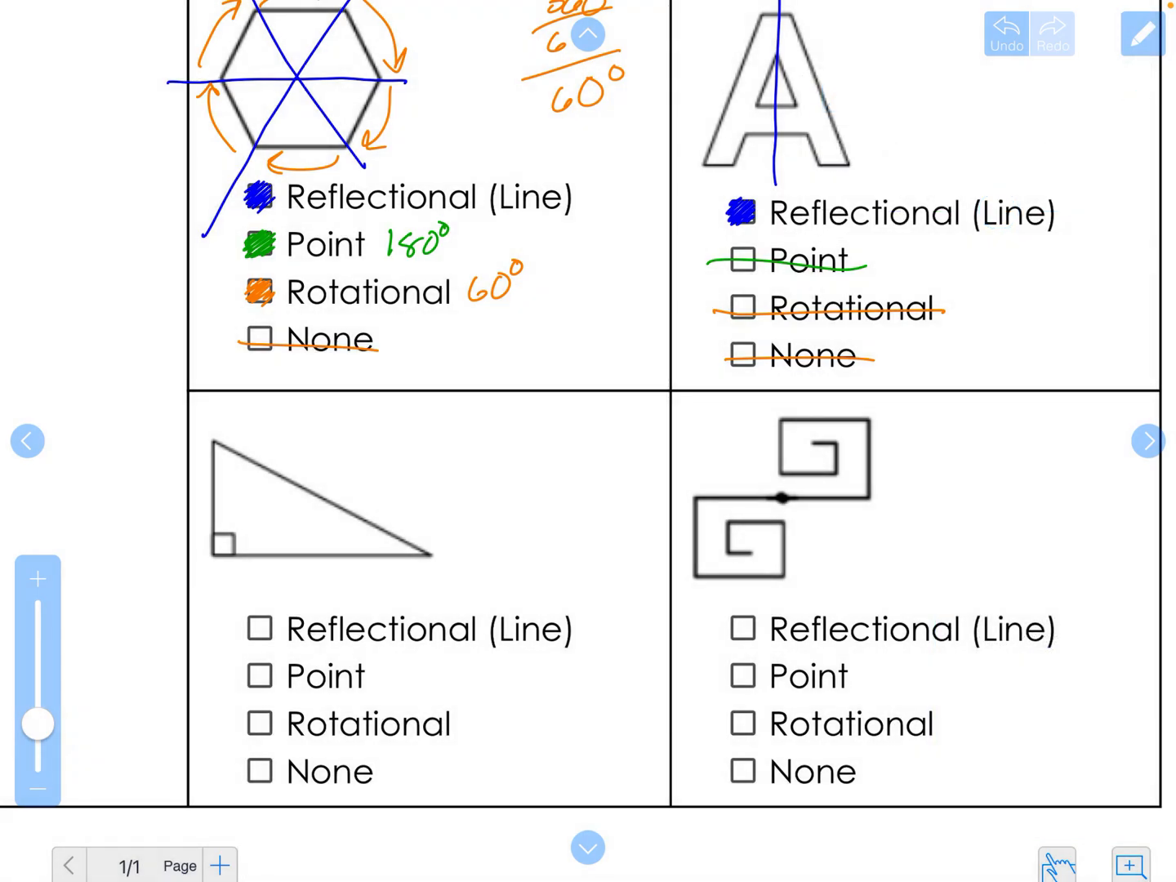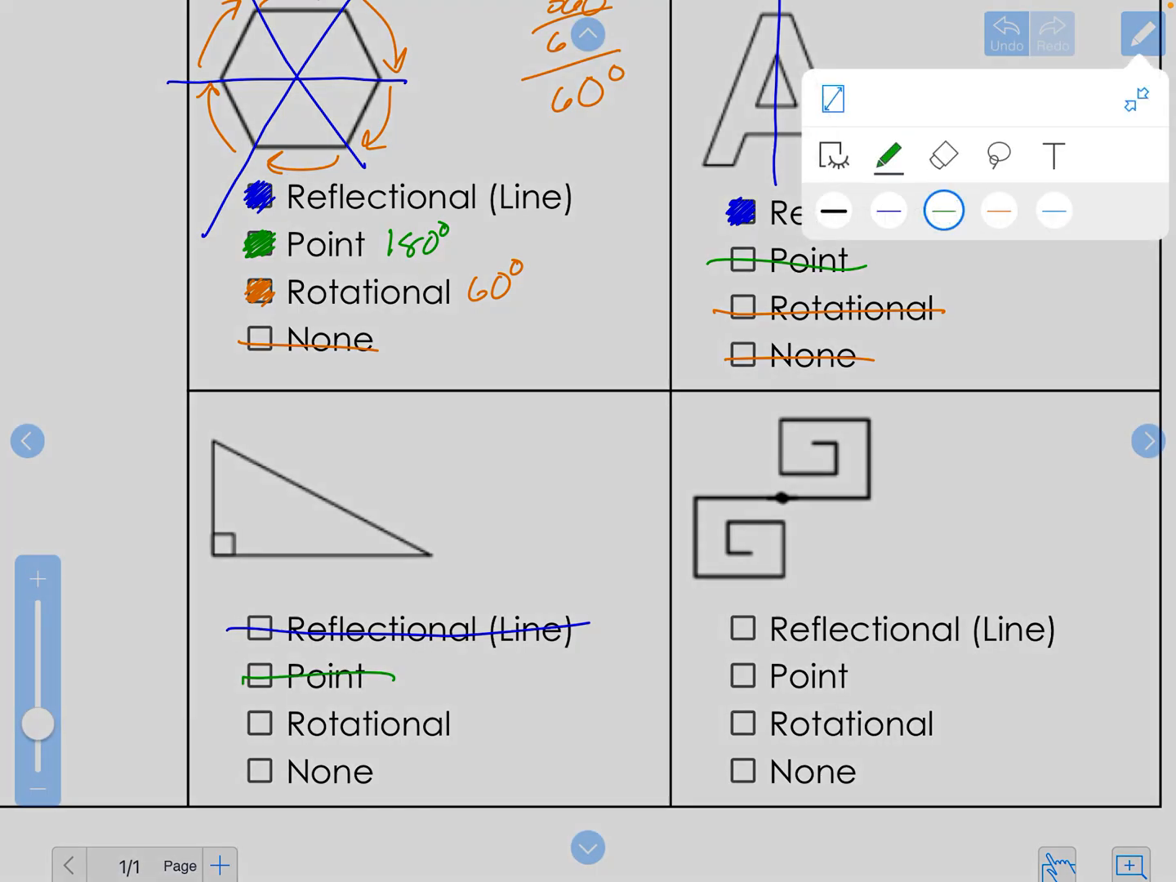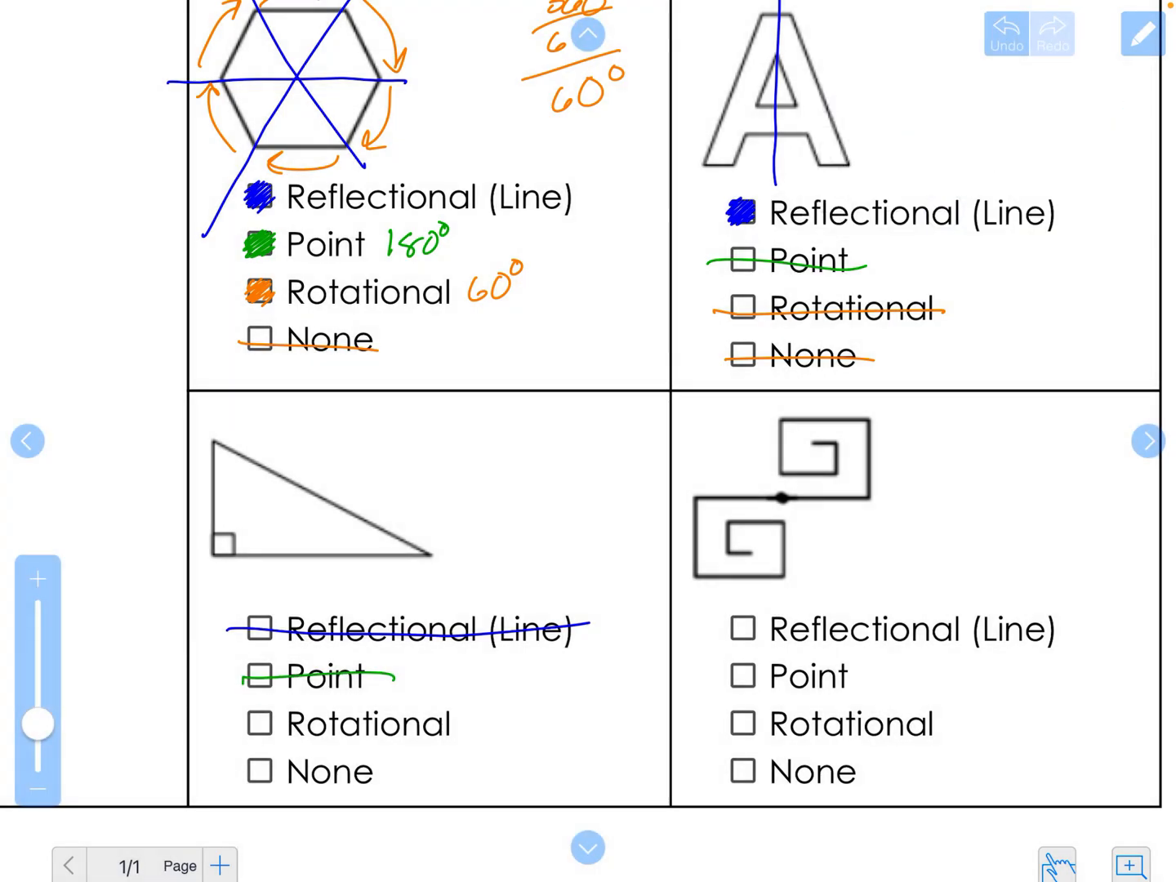So let's look at this shape here. Is there any way in which I could fold this or cut it in half and it would be the same? And I think the answer is no. If I look at the shape upside down, is it the same shape? The answer is no. If I were to rotate it about its center, would it ever be the same? And the answer is no. So none, or no symmetry, is the answer for this one.